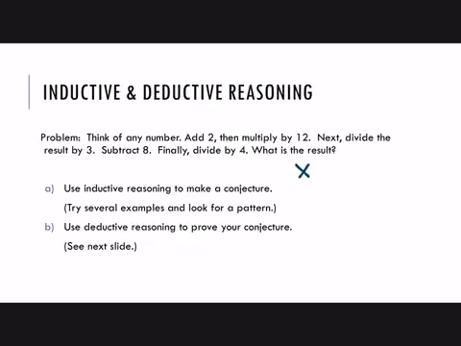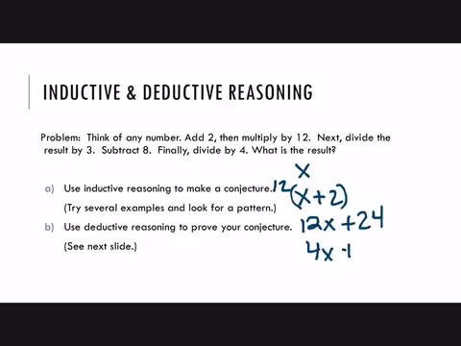All right. Then add 2. Then multiply by 12. And you might remember we have to use the distributive property. We want to multiply the x and the 2 by 12. So that gives 12x plus 24. Okay, and then divide by 3. So we divide each of those things. So 12x divided by 3 is 4x. And 24 divided by 3 is 8.